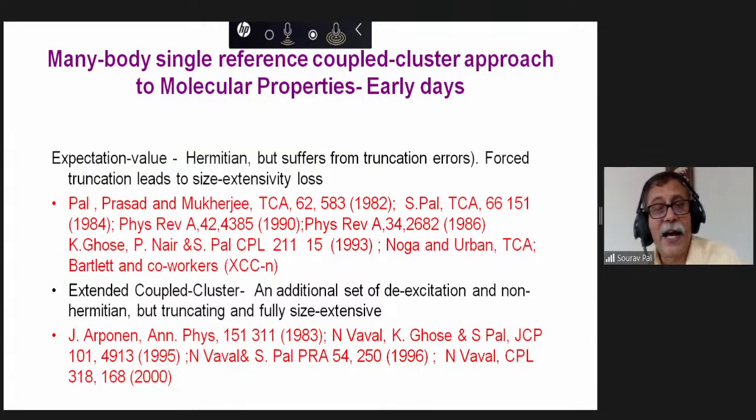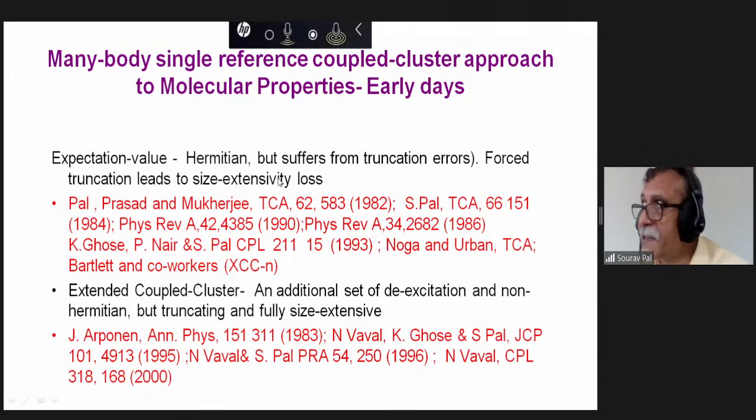So very quickly, some of the highlights that we have been working on, and this is very important in the context of quantum computers, is to develop a Hermitian, because you all know that we require Hermitian quantum mechanics in quantum computers, to develop a Hermitian average value for energy, but within the coupled cluster, because coupled cluster is very, very accurate. However, there are a lot of problems, and the major problem is that this series is non-truncating, and we have to do a forced truncation, and that forced truncation leads to what is called the size extensivity loss.